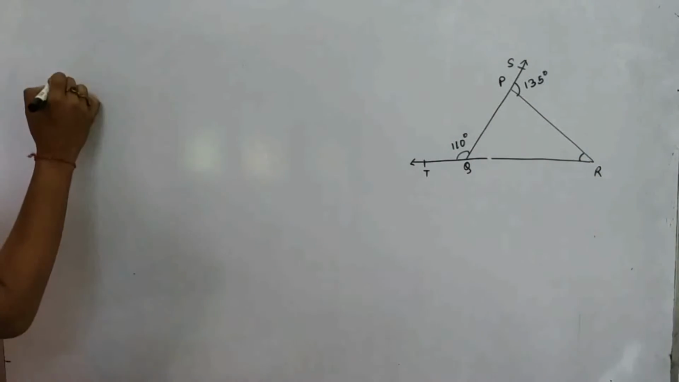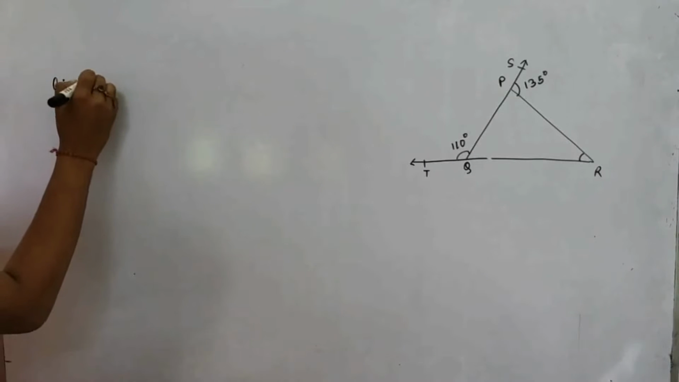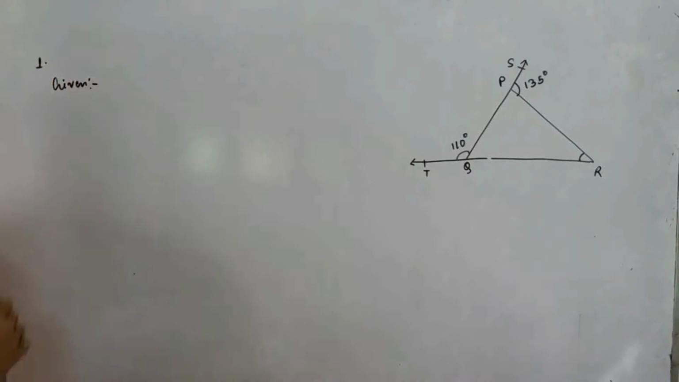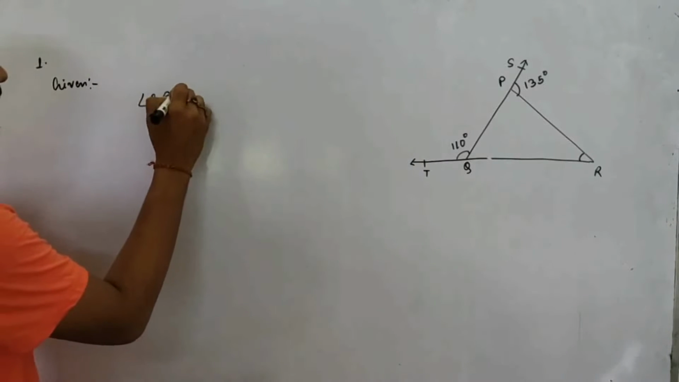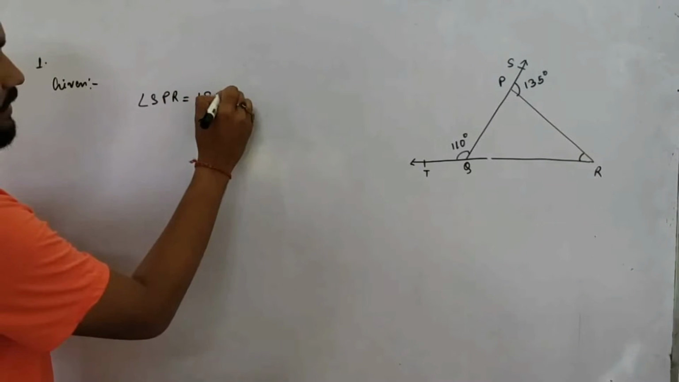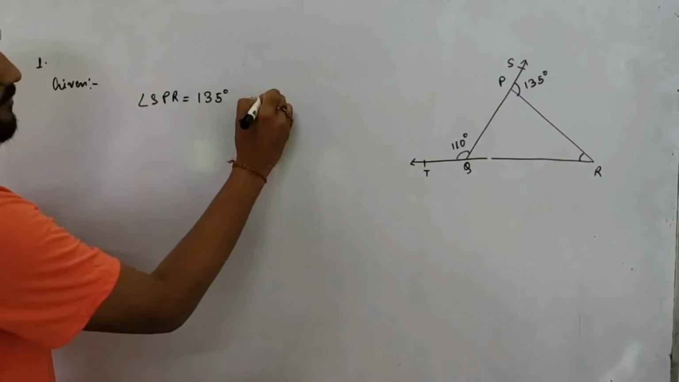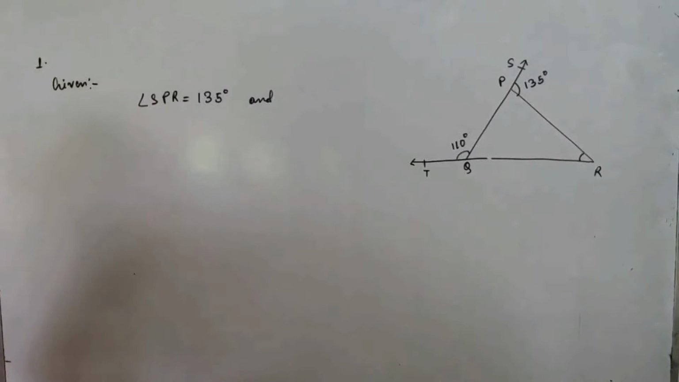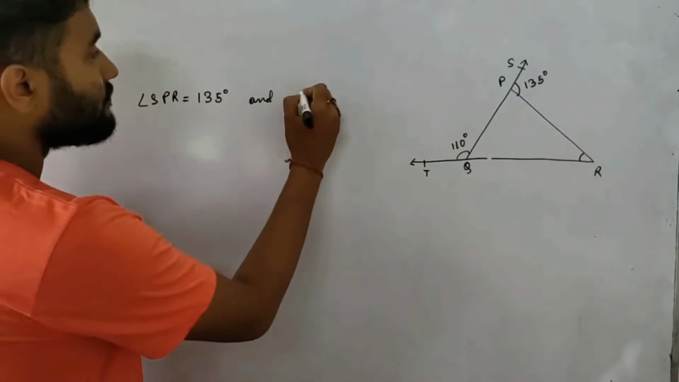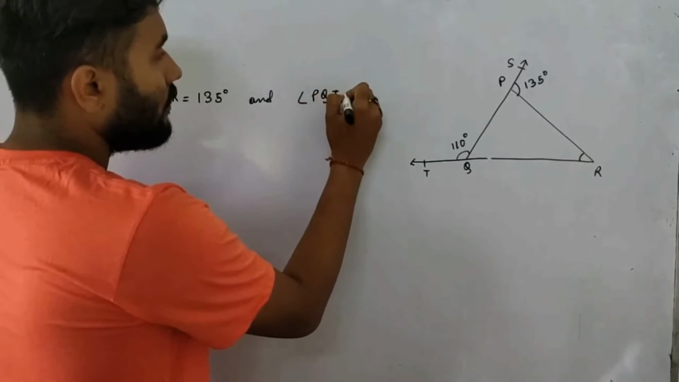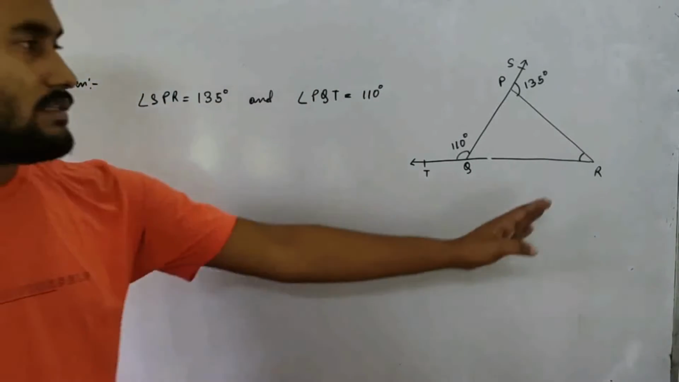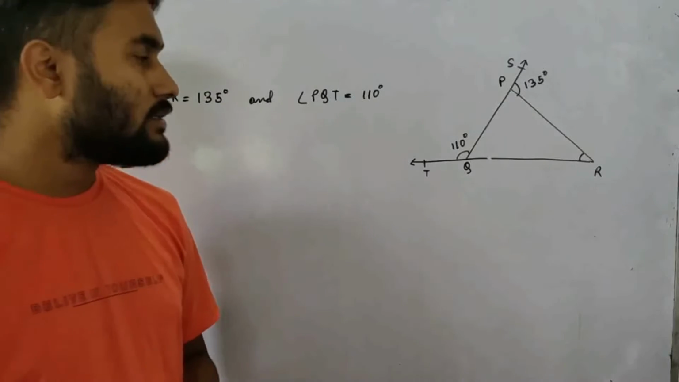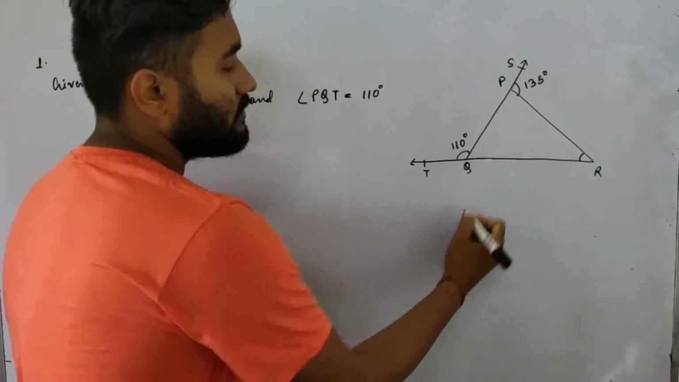So in the given, you write, question number 1: angle SPR is equal to 135 degrees, and one more was PQT, right? PQT is given as 110 degrees. What do you have to find? We have to find this angle. So there are two ways you can find this angle.